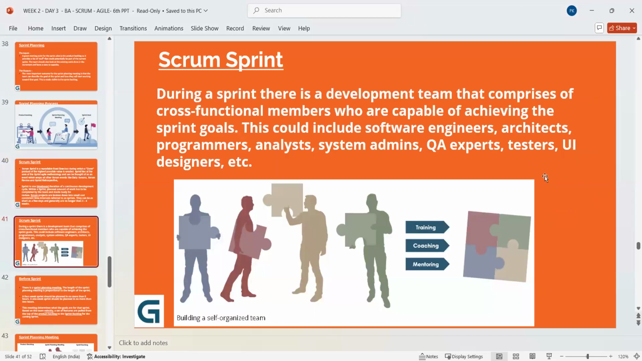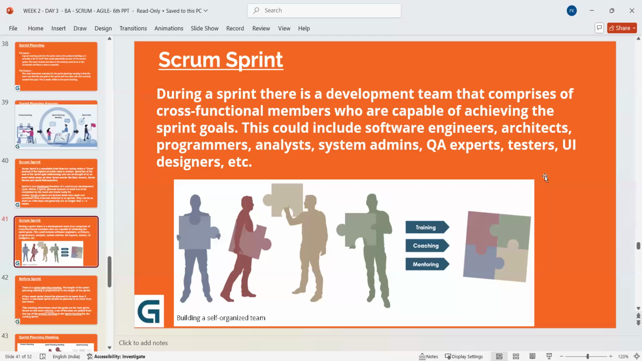So continuing this, I'll just finish this and then I'll hand it over to Gaurav because we are in the flow. So what does this say? Tell me. Can anyone read it out? Scrum sprint? During a sprint, there is a development team that comprises cross-functional members who are capable of achieving the sprint goals. This could include software engineers, architects, programmers, analysts, system admins, QA experts, testers, UI designers, etc. Yes. So I think I even had mentioned that.